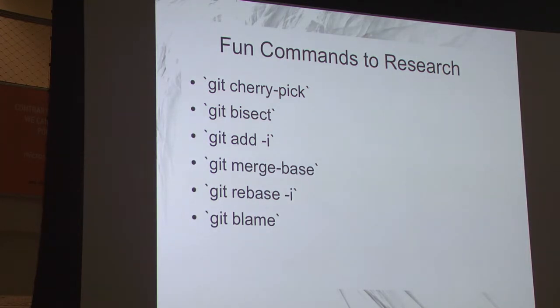Git rebase -i will allow you to rewrite history in your own way. Maybe you want to rename a commit. Maybe you want to merge two commits together so that they're exactly one commit. It allows you to do whatever you want as far as the rewriting is concerned. And git blame, if you're looking for who wrote a line of code, it will show you who did it, when they did it, and what it became.